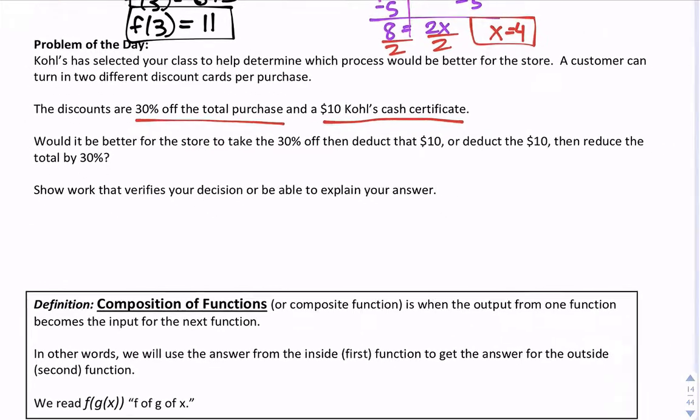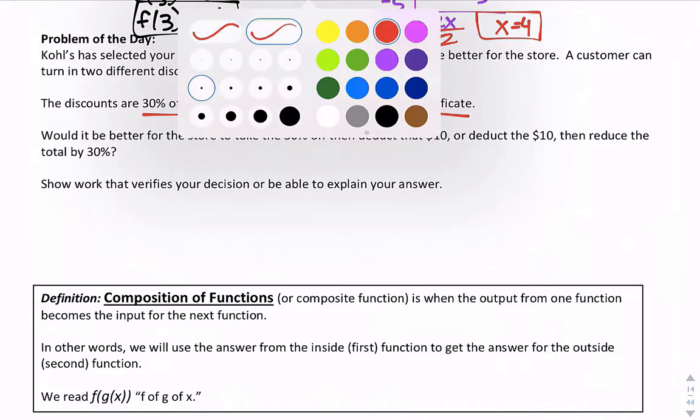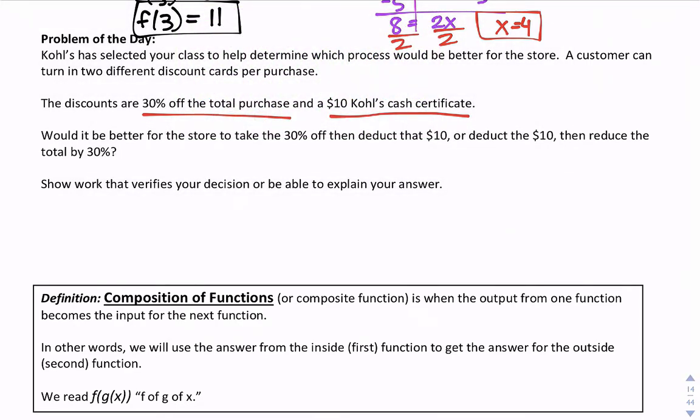So the question here is, would it be better for the store to take the 30% off and then deduct the $10, or would it be better to deduct the $10 first and then reduce the total by 30%? Show work that verifies your decision or be able to explain your answer. So again, here are the 2 choices, and you want to determine which is better for the store. In other words, which one saves the customer less money.